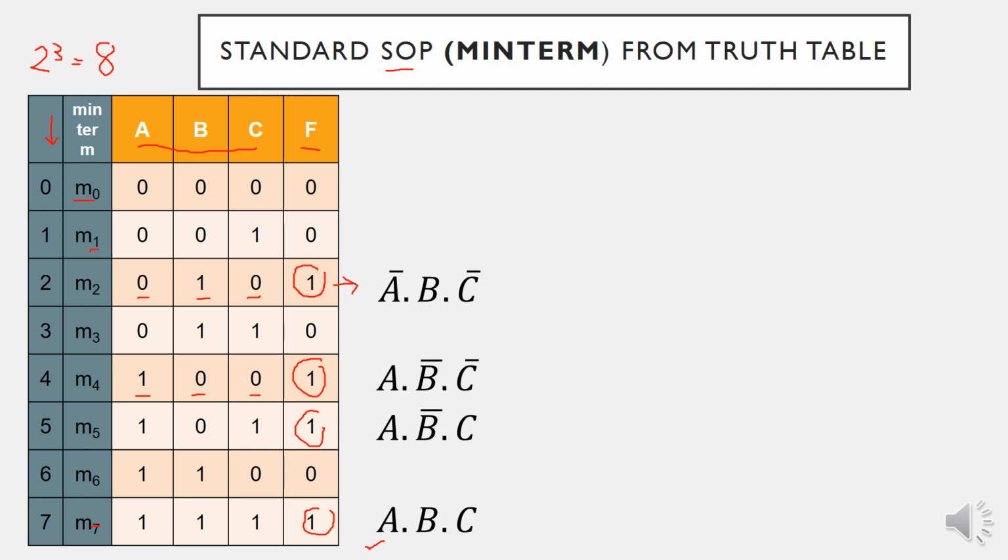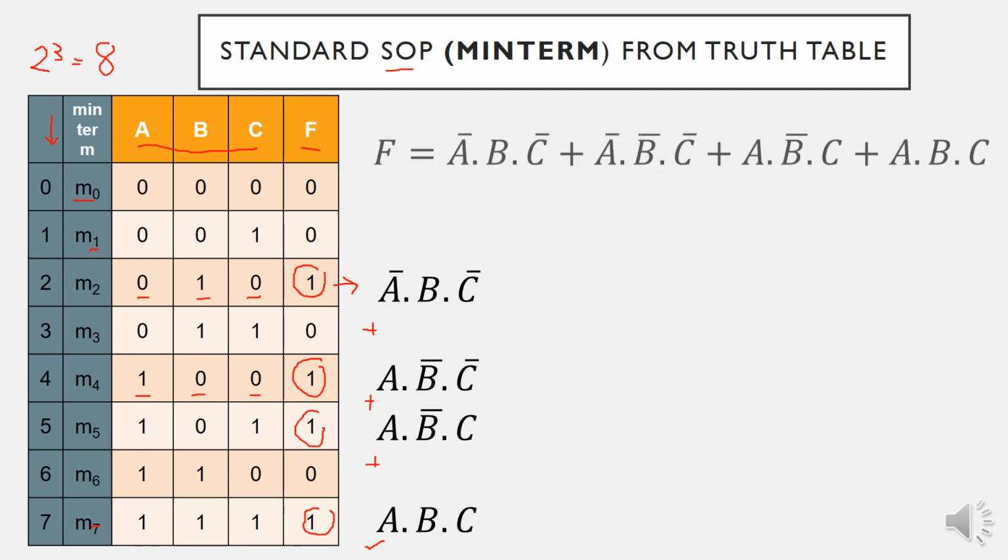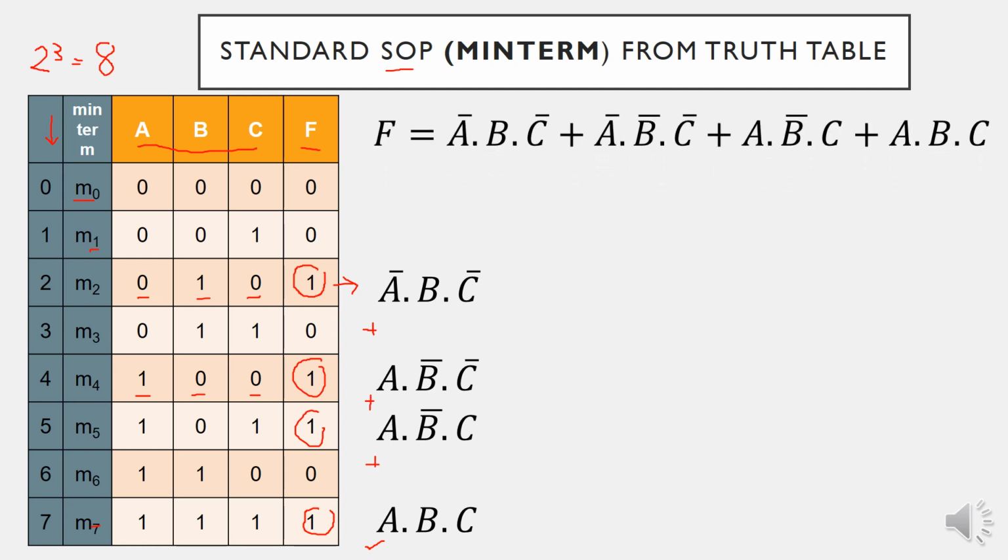Then we have to sum all these terms together to have a standard sum of product, SOP. So the sum of product expression will become like this. F is the function of A, B, C, and this is the sum of product expression.